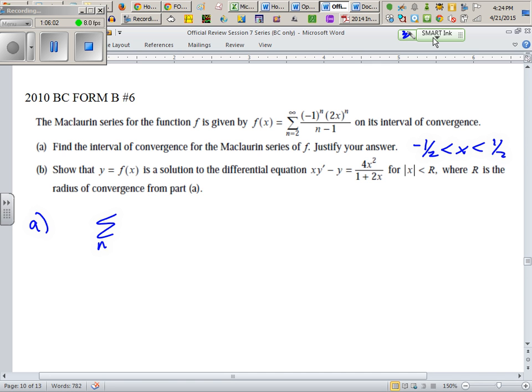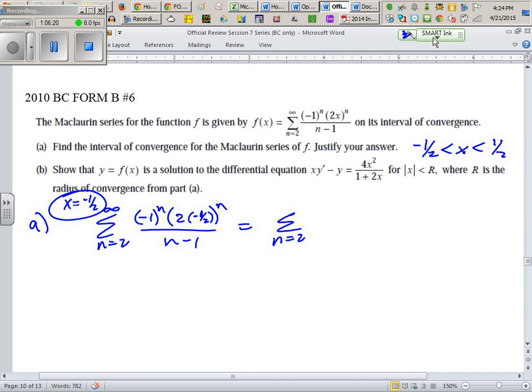Okay? So imagine plugging in negative 1/2. This would be negative 1 to the n, 2 times negative half, all to the n, all over n minus 1. You want to play around with this until you're really comfortable answering the question. Okay, so it's negative 1 to the n times negative 1 to the n over n minus 1. Is that an alternating series? It is not. Let me show you why.